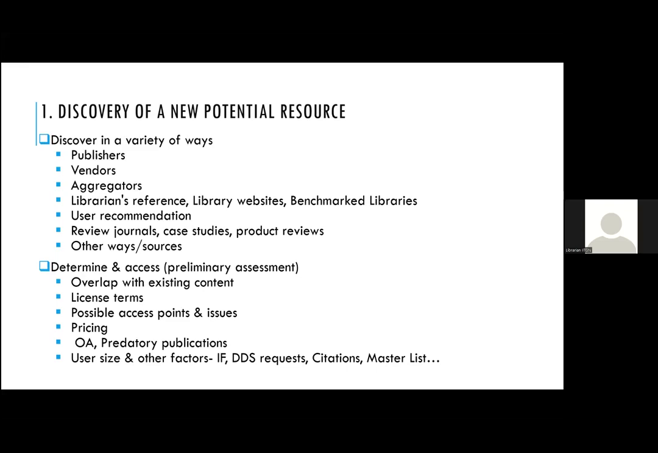And so we also look at what the impact factors are. Are there many requests coming from our users for articles? And we see the citations within our own articles published by our own faculty members and all that. So this is some of the basic work that we do before we really come up with a list of electronic resources that we need to subscribe to.